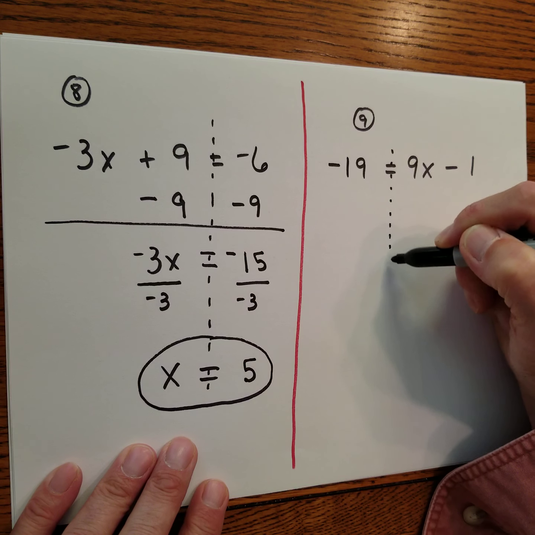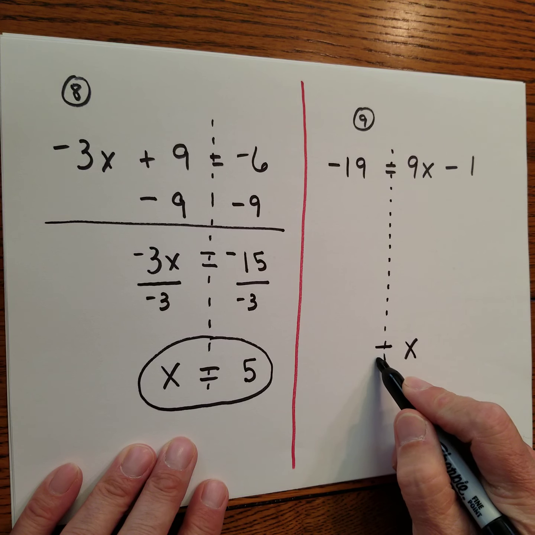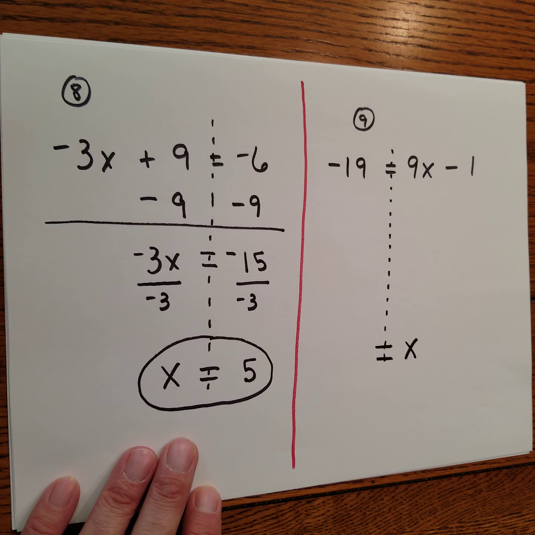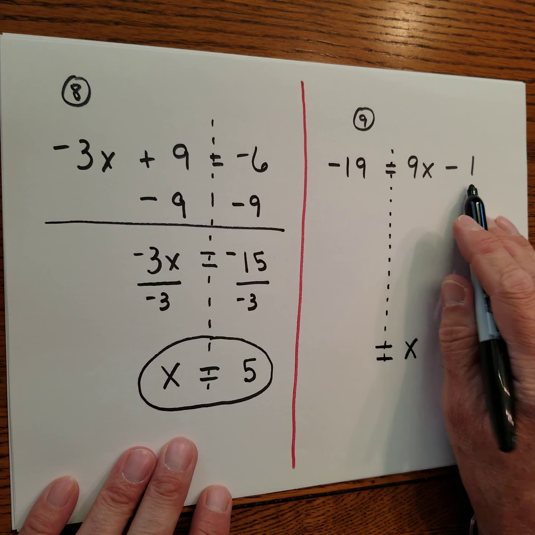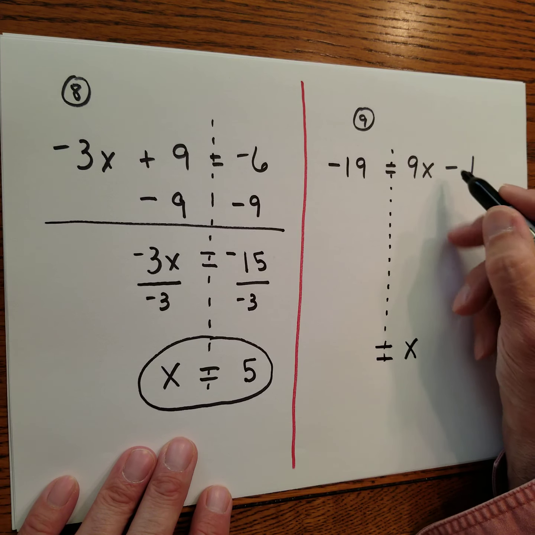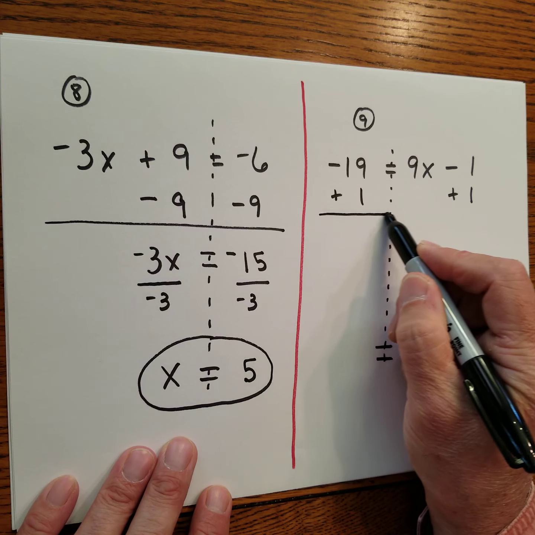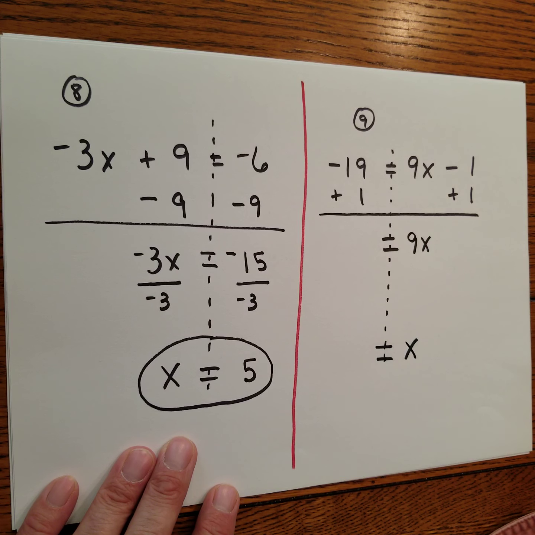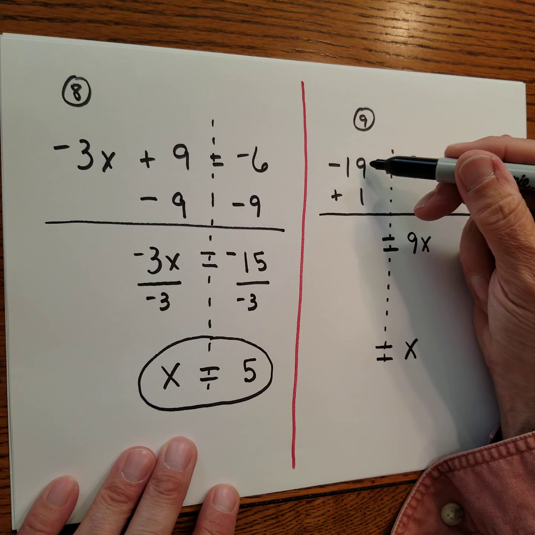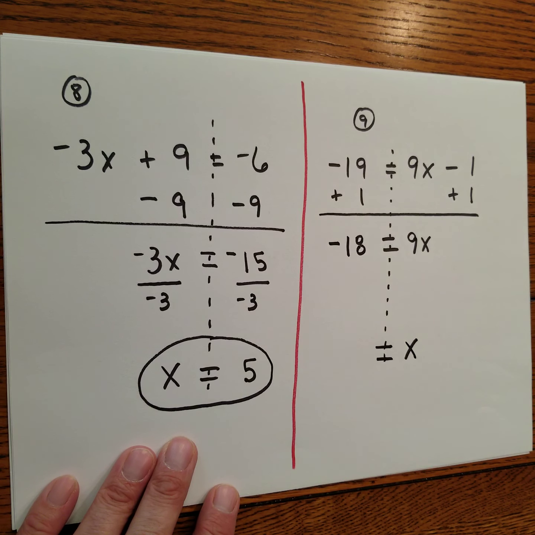Now in number 9, when I'm finished, my x will be on the right, my answer will be on the left. To get x by itself, the 9 and the 1 both have to leave. Get rid of that 1 first. The inverse of subtraction is addition. Negative 1 plus positive 1 is 0, plus 9x goes there. When I add but have different signs, I subtract and take the sign off the larger number.